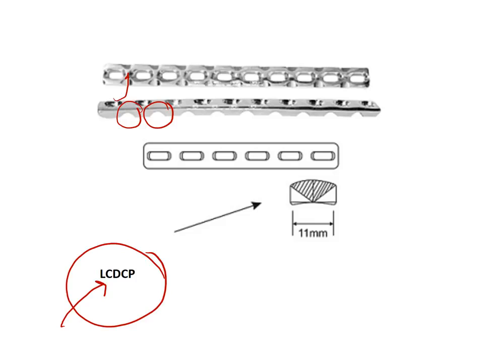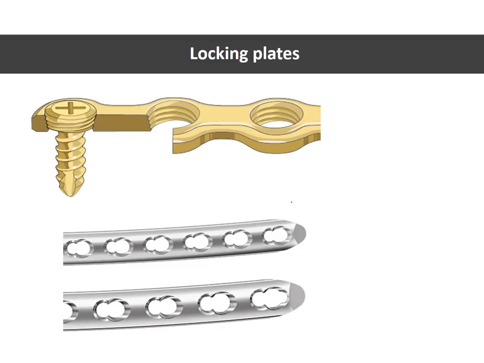So gradually, LC-DCP replaced DCP in most of its indications. But there was a problem. Both the plates, the DCP and LC-DCP, if you use them for a long time or in weaker areas or with a lesser number of screws, the screw would still come out because it would not hold on to the plate very strongly. So how to help it?